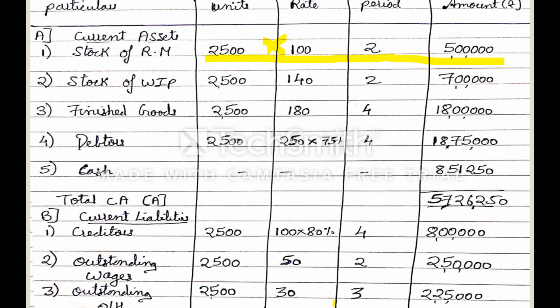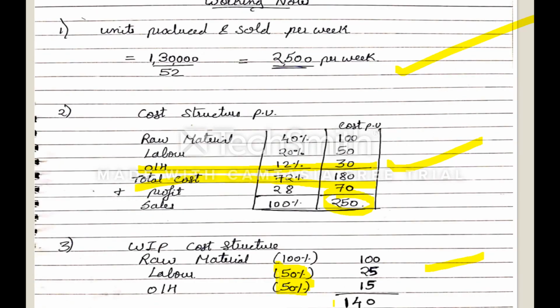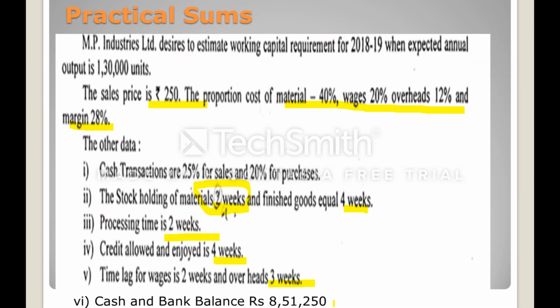Debtors, this is very important, where you commit a mistake, friends. Debtors 2500 you will write under per week. Rate: debtors are valued at sales. If you look under working note number 2, my sales is 250. But do check in the problem, whenever it is debtors and creditors, whether any information pertaining to cash has been mentioned. See your adjustment number 1. Cash transactions are 25% of sales.